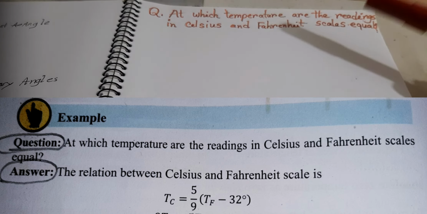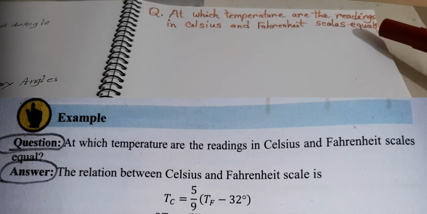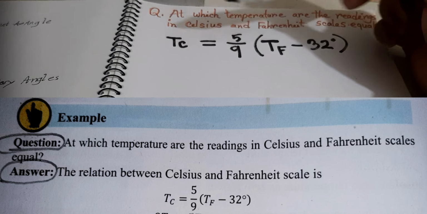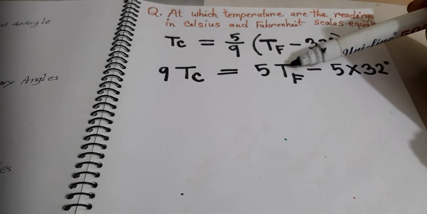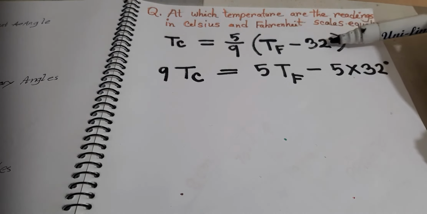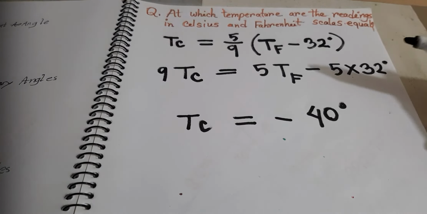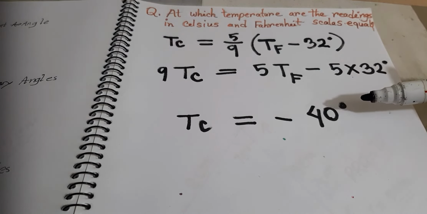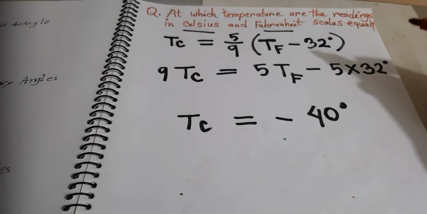Here is one question: at which temperature are the readings in Celsius and Fahrenheit scales equal? Here is the Celsius and this is the Fahrenheit scale. We just multiply 9 by C, so here is 5 times (TF minus 32). If I calculate, then I can get the answer. This is the temperature: minus 40 degrees Celsius. The same temperature also shows minus 40 degrees Fahrenheit.